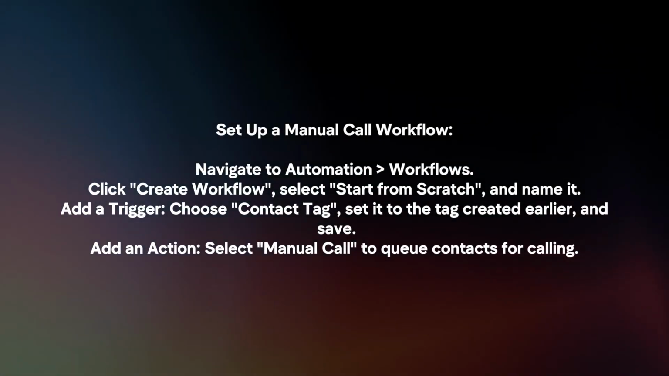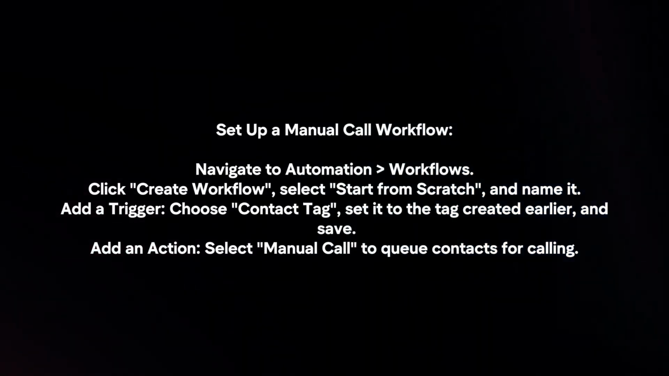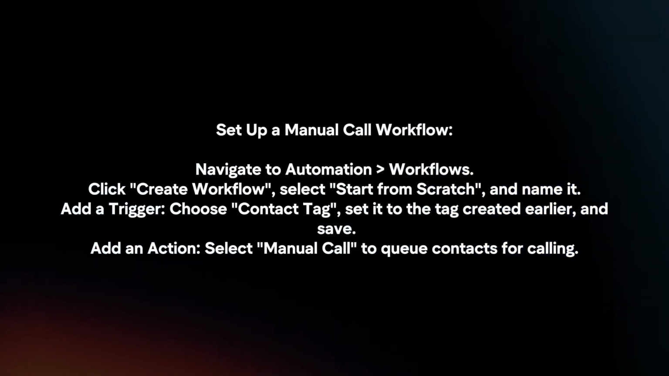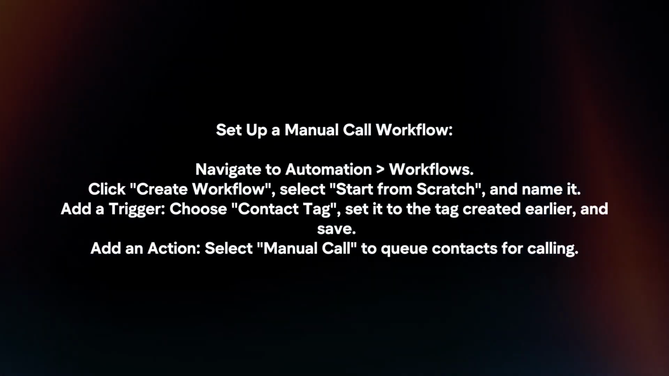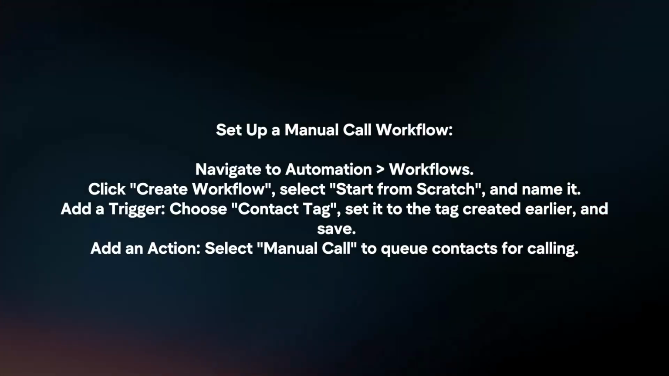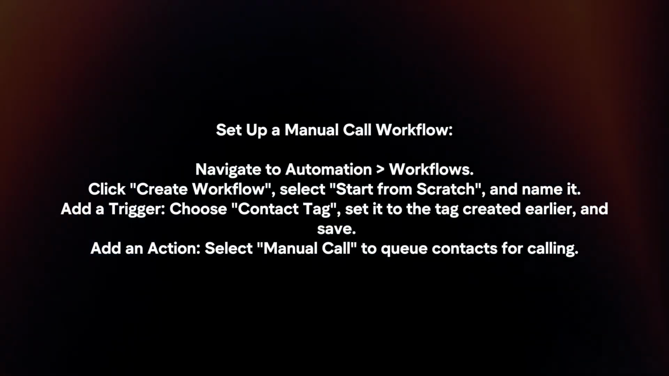Set up a manual call workflow. Navigate to Automation Workflows. Click Create Workflow, select Start from Scratch and name it. Add the trigger. Choose Contact Tag, set it to the tag created earlier and save.